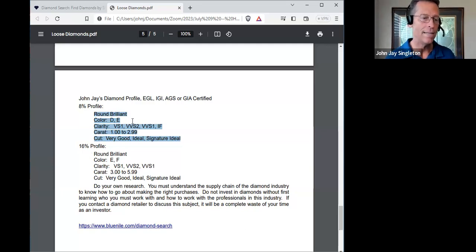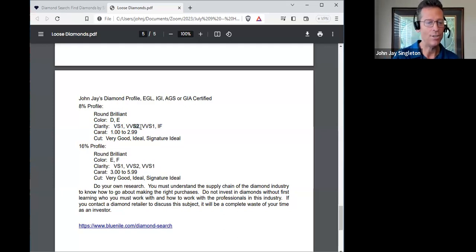So what I did is I figured out what's going to get the 8%, and it's going to be the round brilliant. They're both round brilliant, so we can compare apples to apples, right? In the 8% profile, the color is going to be a D or E rating. I'll get to that in a second. And then you have these other abbreviations here. VS1 stands for very slightly included. You'll see in a second. And then VVS is very, very slightly.